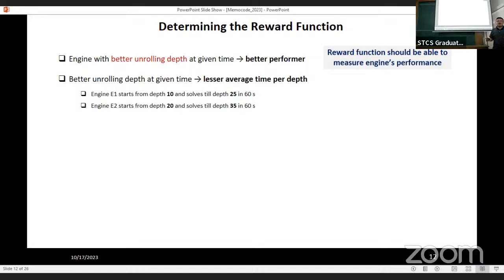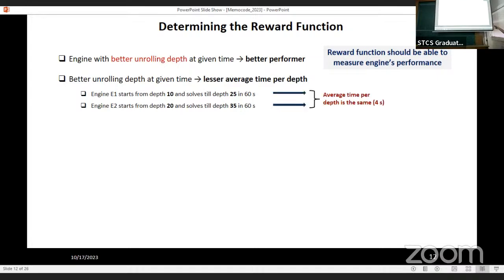And how do these rewards get assigned? Based on the complexity of the clauses that they're solving, and the depth they are analyzing. Just think of these two situations where engine E1 starts from depth 10 and solves till depth 25 in 60 seconds, and engine E2 starts from depth 20 and solves till depth 35 in 60 seconds. Do you reward them similarly?